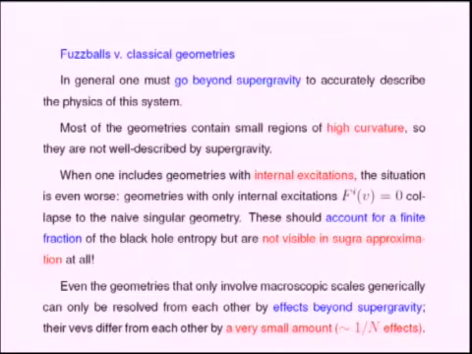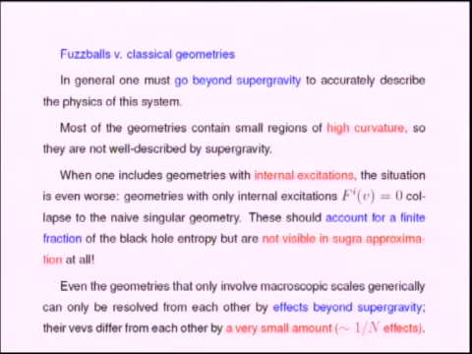I said that AdS/CFT tells you that if I put the field theory in a stable pure state, I should have a geometric dual. But I said it also didn't guarantee that this was going to be a supergravity geometry, i.e., something well described in supergravity. Now in this system, it's certainly true that you have to go beyond supergravity to accurately describe the system. Most of the geometries contain small regions of high curvature, so they're not really well described by supergravity. You can find special choices of superpositions of microstates for which the supergravity solutions are smooth and weakly curved everywhere, but that's not generic.